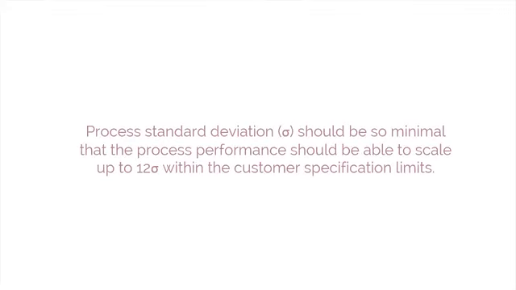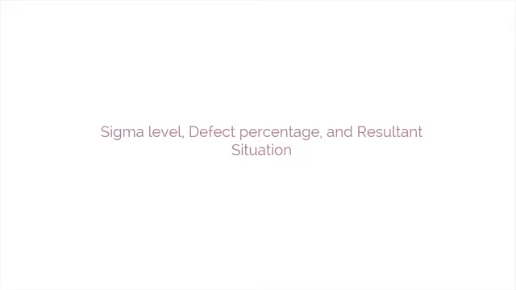Details will be provided in our Six Sigma Green Belt and Black Belt course. Process standard deviation, sigma, should be so minimal that the process performance should be able to scale up to 12 sigma, 6 sigma each on either side of the origin on the x-axis, within the customer specification limits. Let's take a look at a table illustrating the sigma level, defect percentage, and resultant situation for different industries.